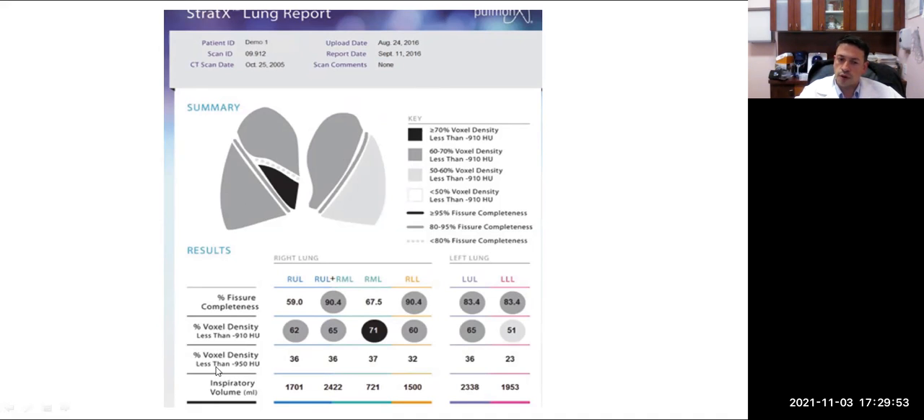But if you use a different cutoff, like if you use 950, then the cutoff becomes 30. And some expert pulmonologists who do this think that perhaps 950 is a better cutoff to use than 910. Maybe that's a little more sensitive in terms of patient selection.